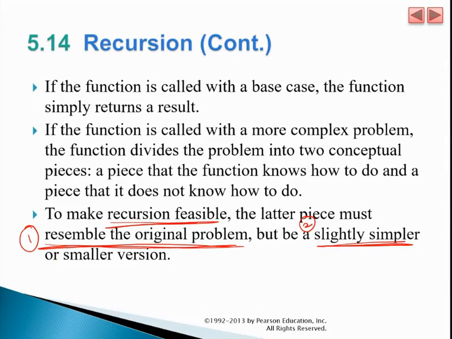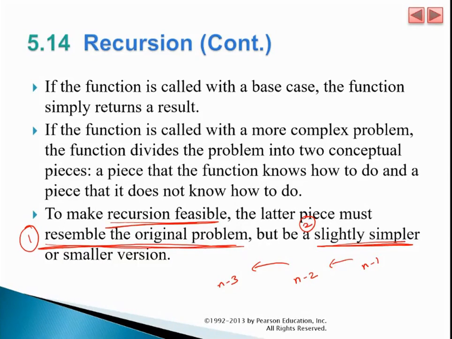Okay, so our resemblance is, we are finding the sum of, again, the natural numbers only, and we are calling it for n minus 1. Next time we will call it for n minus 2, then n minus 3. So our problem size is actually decreasing. So these are the two properties which should be true for any recursive call.